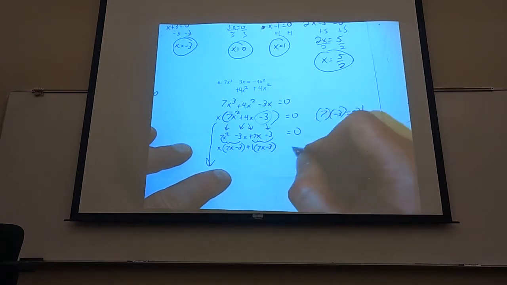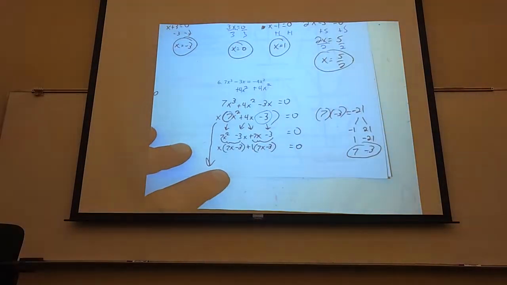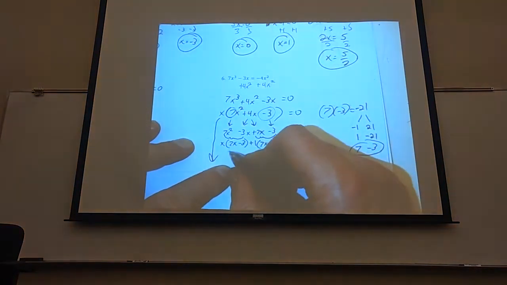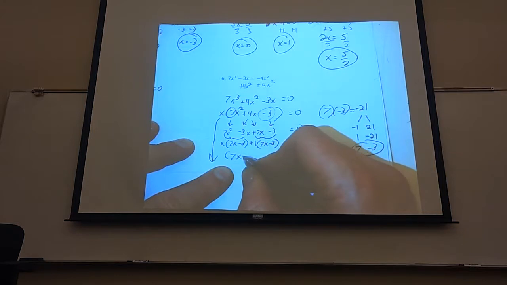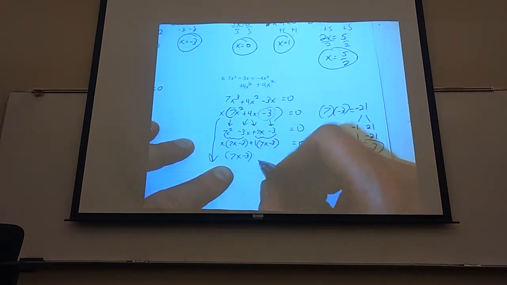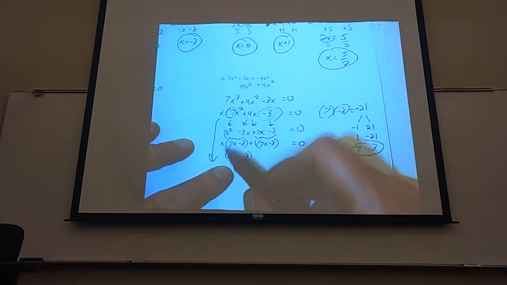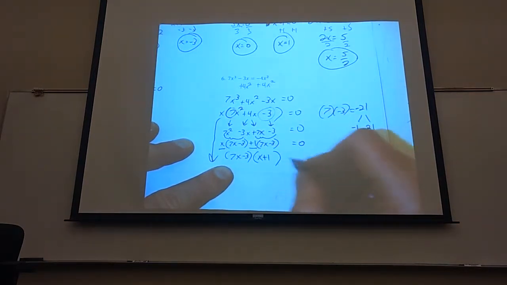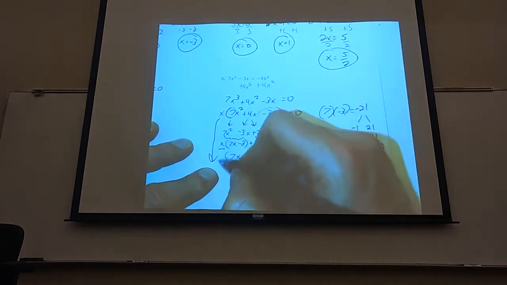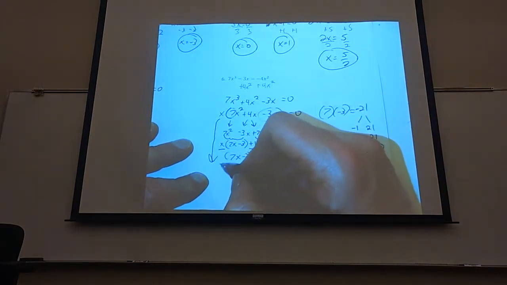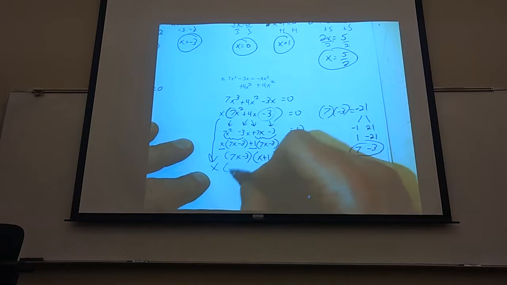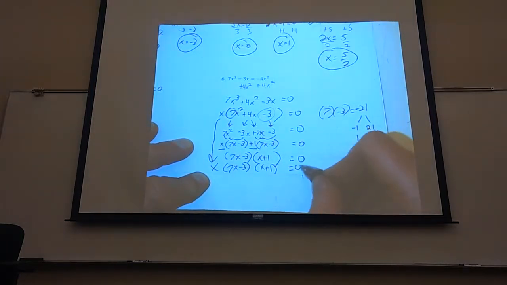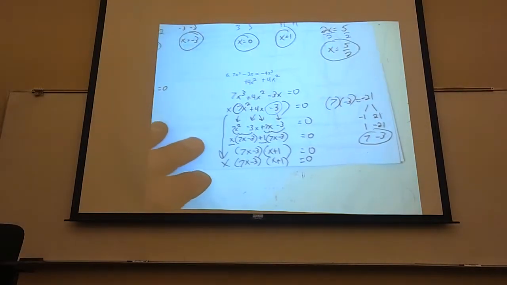So not very pretty, but does it work? Yes. I've got a 7x minus 3 in both of my groups. That's a good sign. So I pull out the 7x minus 3, and I'm left with the x and the plus 1. And now is when I would remember that x I carried down. Right, and then we need to set each of those equal to 0 and solve.